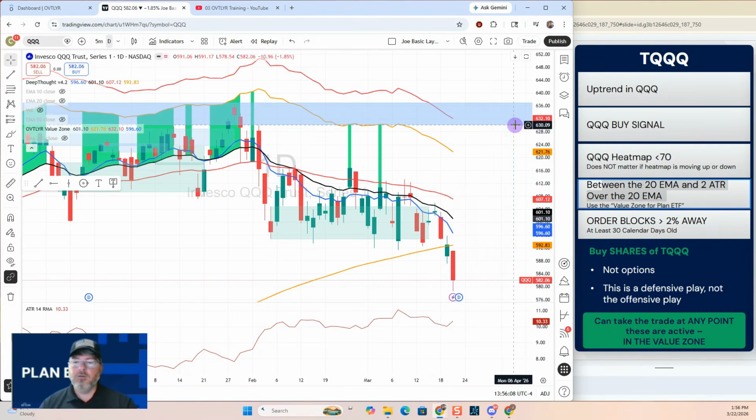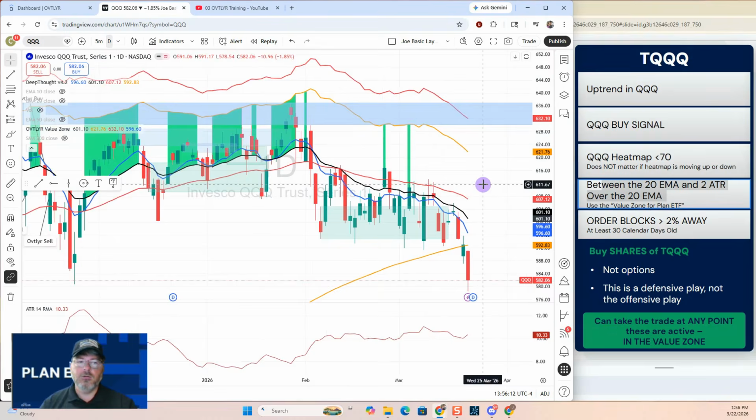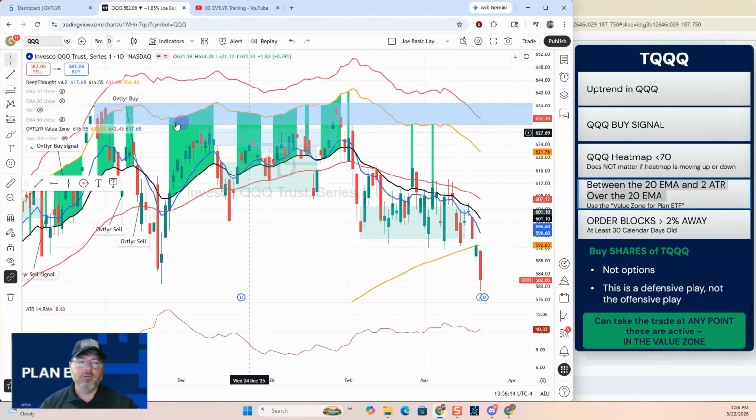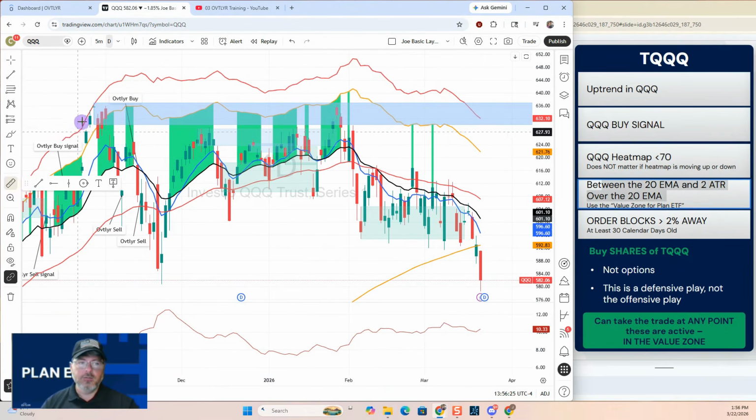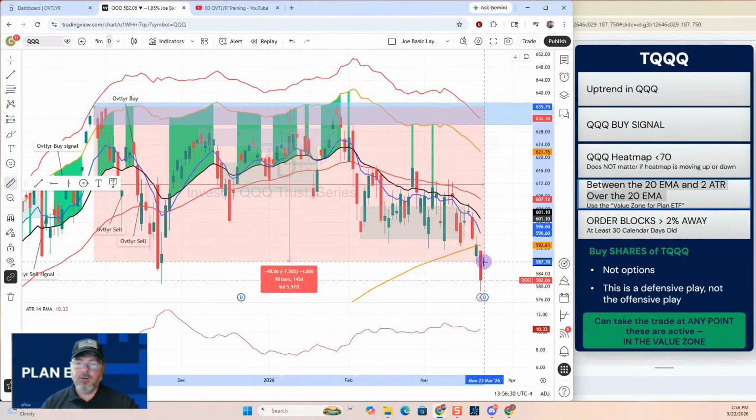But the other piece it's asking is at least 30 days old. So we would need to zoom out and find out when that order block started. Way over here on October 29th. Well, the difference between October 29th and March 20th is far more than 30 days. But you can also measure. You can measure from this candle to the current candle, and it'll tell you that it's 97 bars old. So trading days, 97. Calendar days, 142.